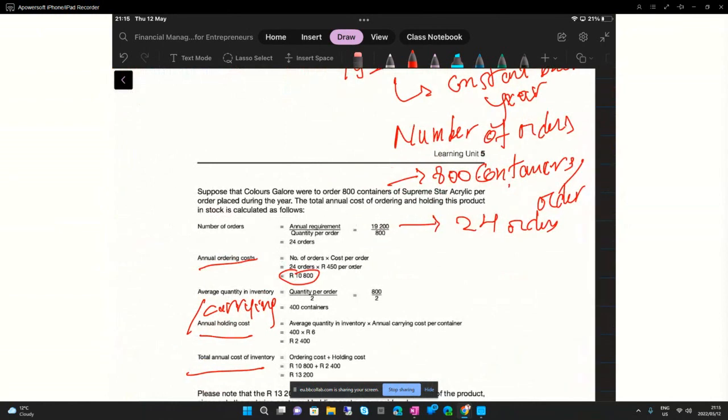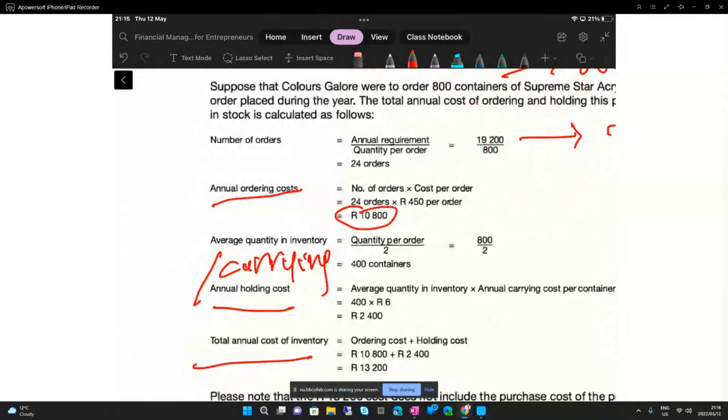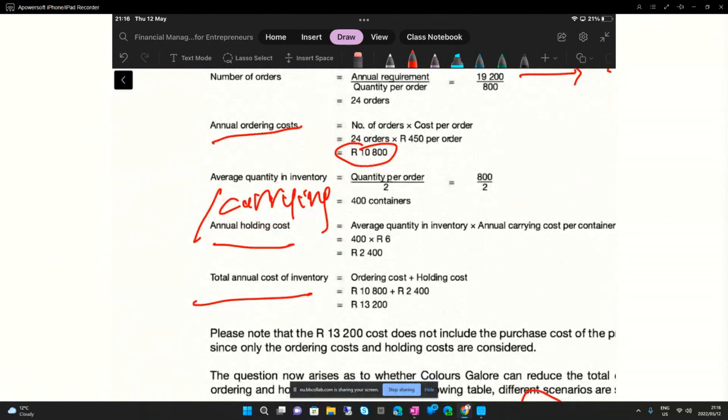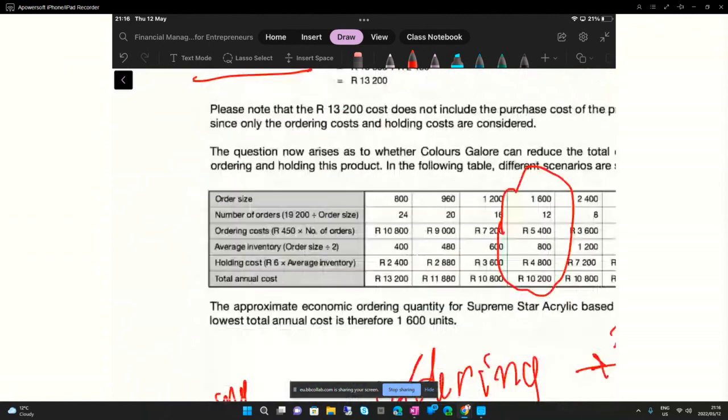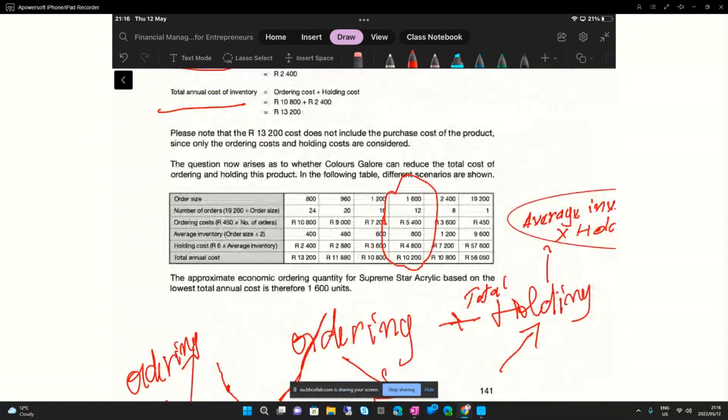And if you remember very well, we touched on this formula: average quantity in inventory, where we say the size of the order divided by 2 plus the safety stock. Remember, it's at the very beginning of the chapter. These formulas are quite important, but let me caution you again. Here you have the order size, the number of orders, the ordering cost, average inventory, holding cost, and total annual cost.